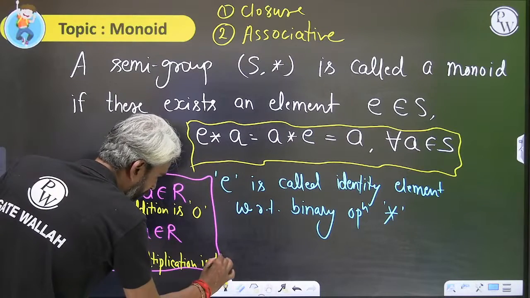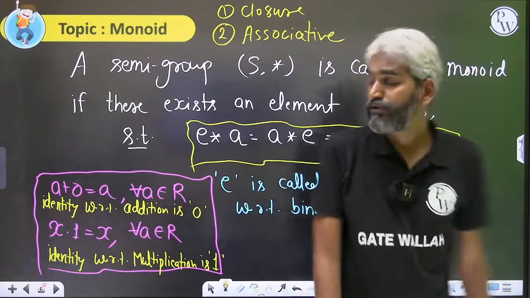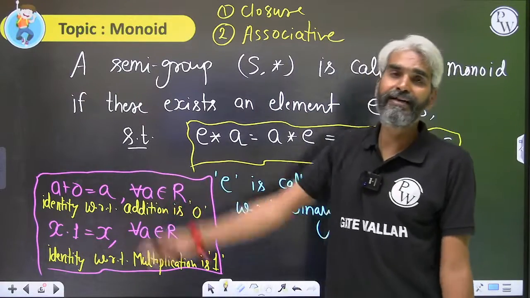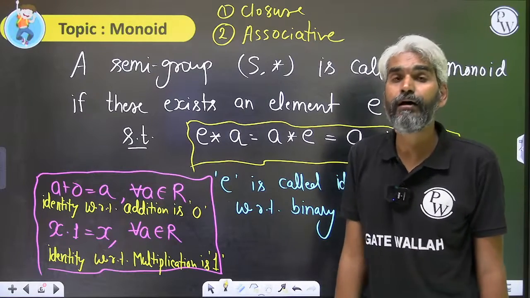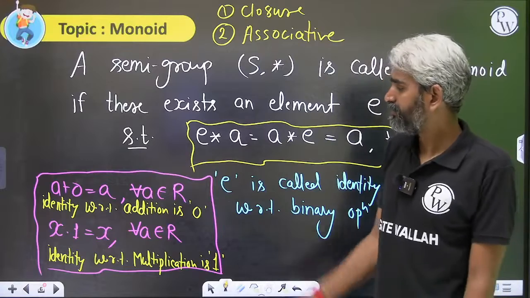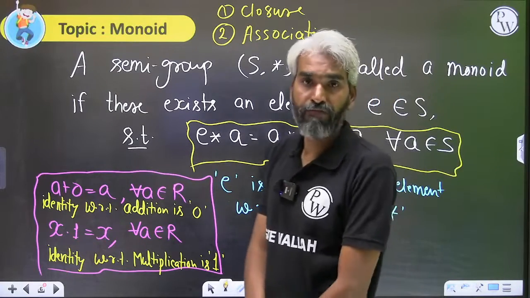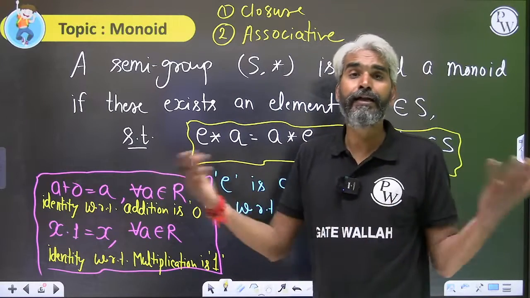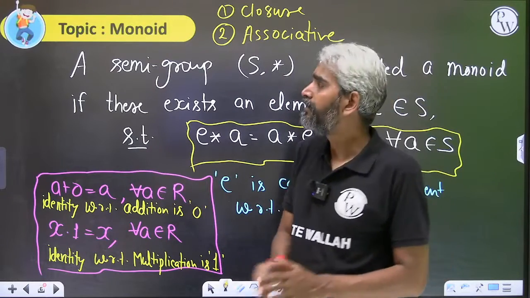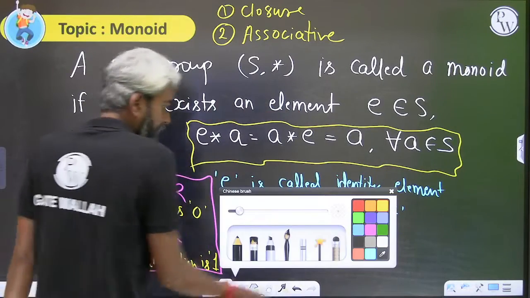So identity element will depend on the operation as well as on the type of elements, right? If it is a matrix, then the identity will become the identity matrix, also known as the unit matrix. Similarly, if addition of matrices is performed, then the identity element will become a zero matrix. So that's the idea.